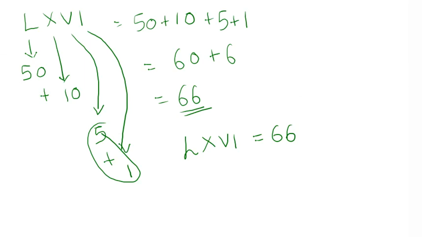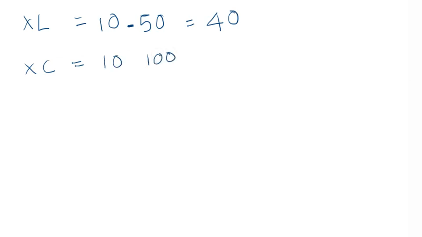So we'll move on to another example. XL. X is nothing but 10 and L is nothing but 50. So here you have a smaller number followed by a bigger number, which means you will have to do subtraction. 50 minus 10, and that is 40. Okay. So we'll see another example. XC. So X again is 10 and C is 100. So you have a smaller number being followed by a bigger number, which means you will have to subtract. So 100 minus 10 is nothing but 90. So the Roman numeral XC represents the Arabic numeral 90.